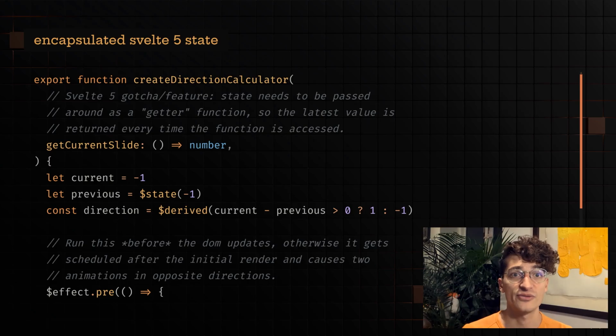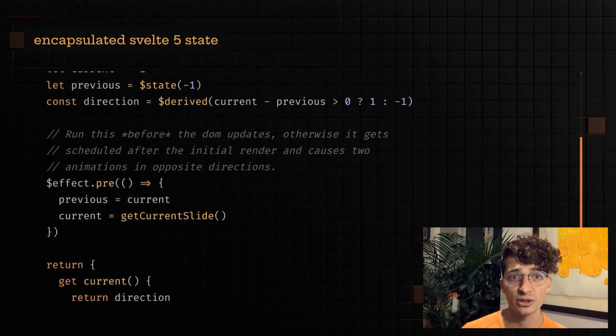So here's an example of Svelte 5 encapsulated state, which I'm just throwing out for those of you who are still warming up to the new syntax. Bit of a gotcha. You should always pass reactive state around as some sort of getter, because you want that to be recalculated on the fly every time the state is being accessed. Also, we've got an example of the effect.pre rune being used here. This is important. We want to calculate the direction, which way the slide is moving before the DOM actually updates. Otherwise, we get into a scenario where we have two updates, one animation going one way and the other animation going the other.